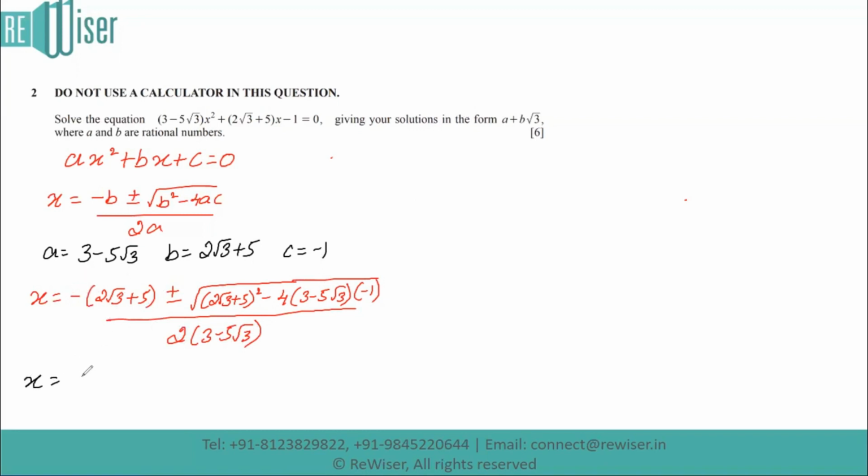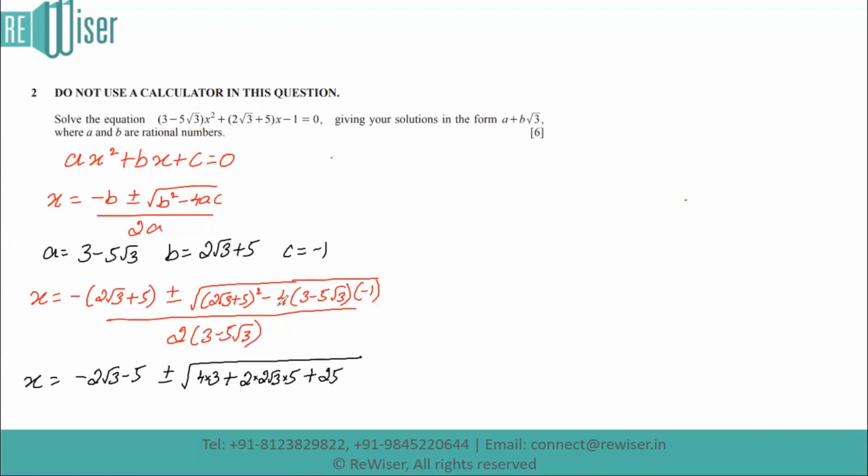This minus, I need to multiply to both, so that's going to be −2√3 − 5. Then I'll have plus or minus the square root of, if I expand this, (2√3 + 5)². Using the identity (a + b)² = a² + 2ab + b², (2√3)² is 4 times 3, which is 12, plus 2ab, which is 2 times 2√3 times 5, plus b², which is 5², that is 25.